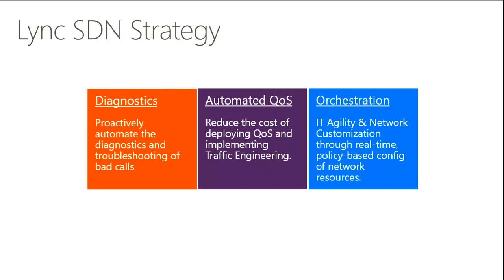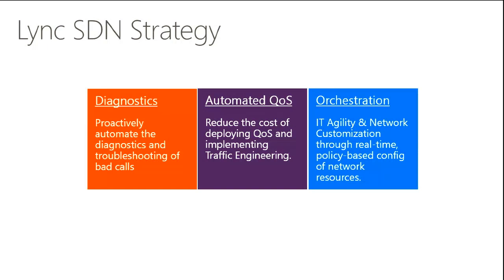And then finally, the concept of orchestration. Let's take that quality of service capability and expand that to all the different devices that exist in the network. Let's expand that to all the different elements that touch the Lync media flow. And here we're thinking about our firewalls and our intrusion detection systems and our application delivery controllers and our fundamental network elements of switches, hubs, and routers.